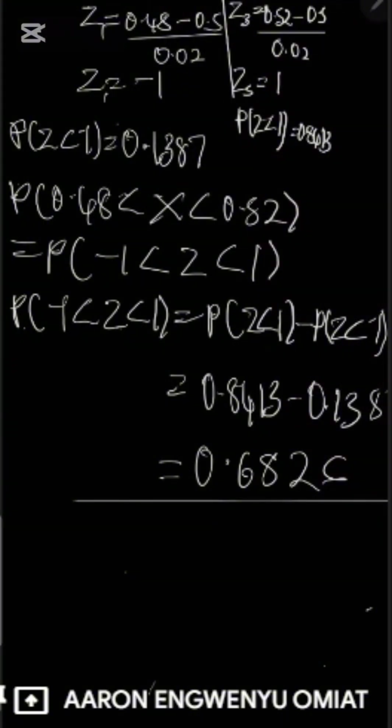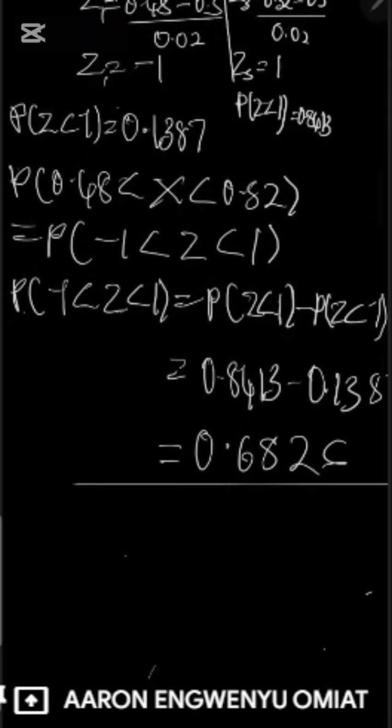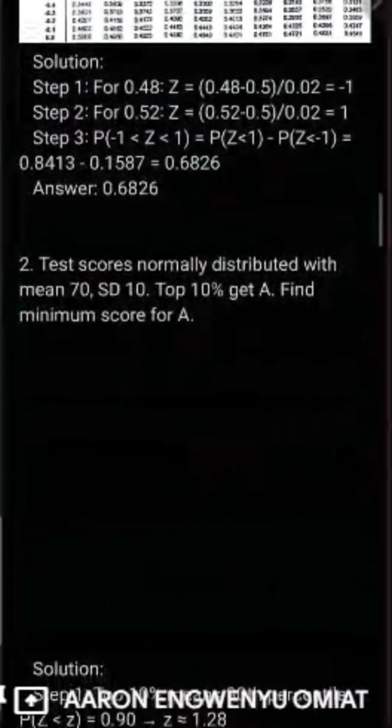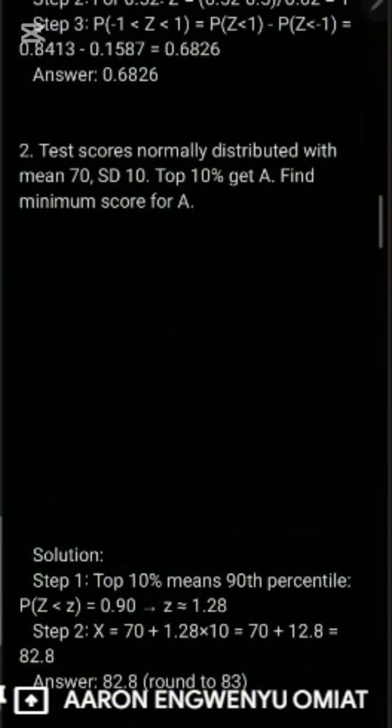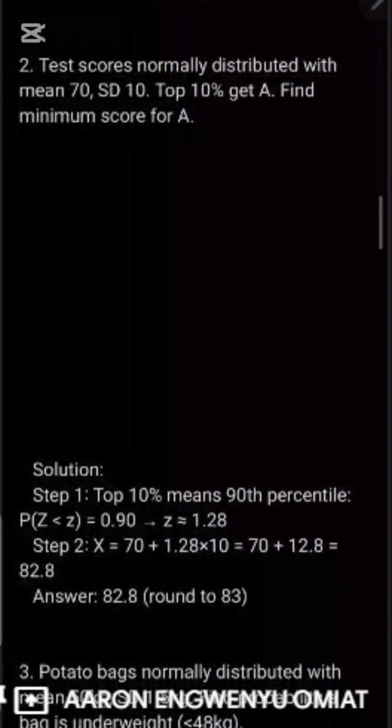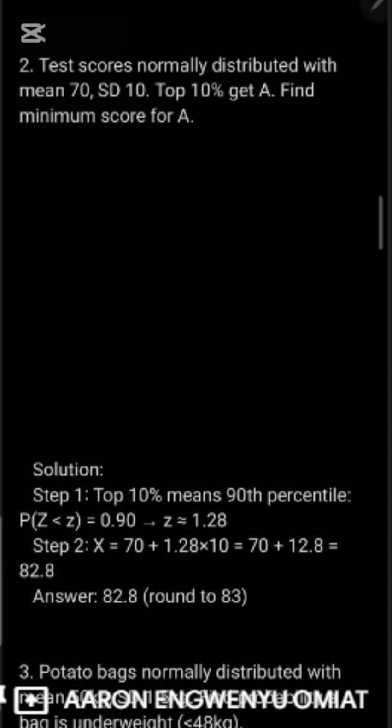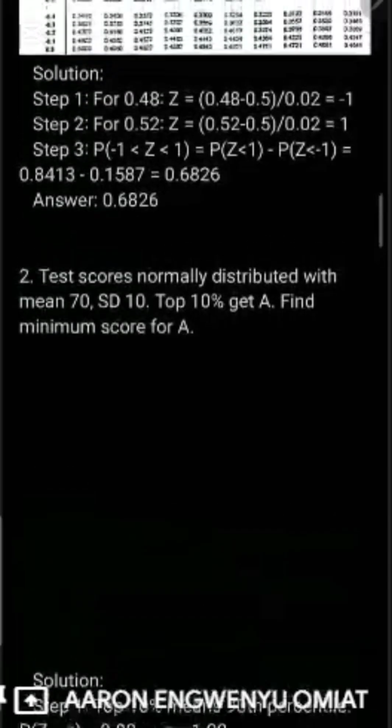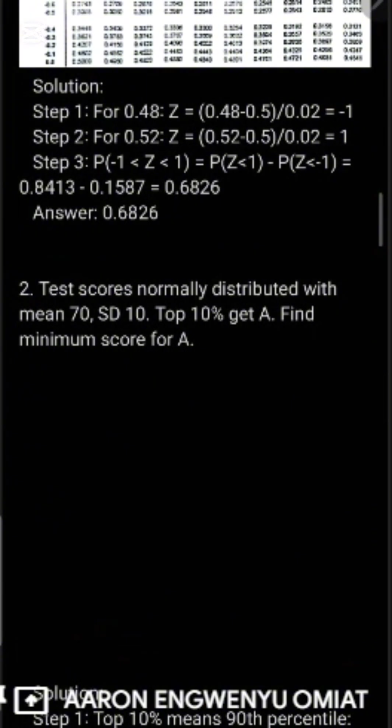So now we have gone beyond time. But let's look at this example because this area is looking technical. Let's be careful with it. Let's look at it, then I'll share with you the work and you revise on your own and get to understand it clearly. So our next number says test score is normally distributed with a mean of 70 and SD of 10. The top 10% get A. Find the minimum score for A.